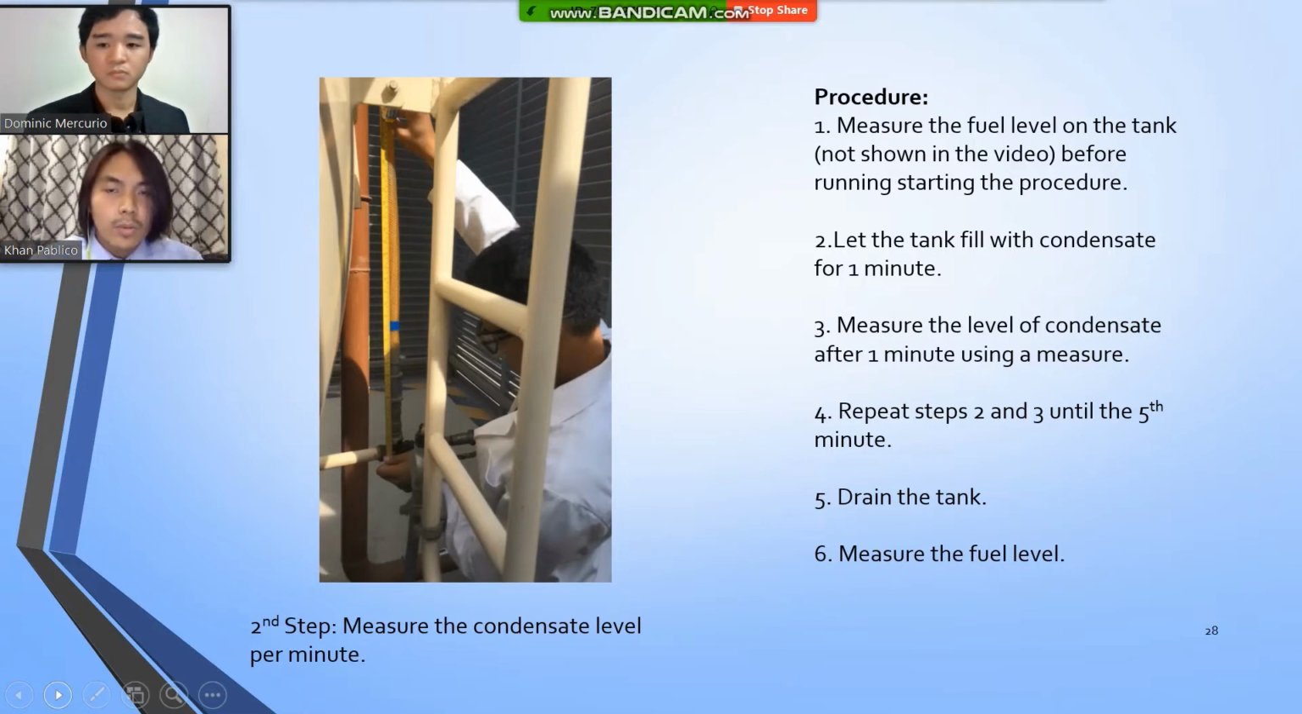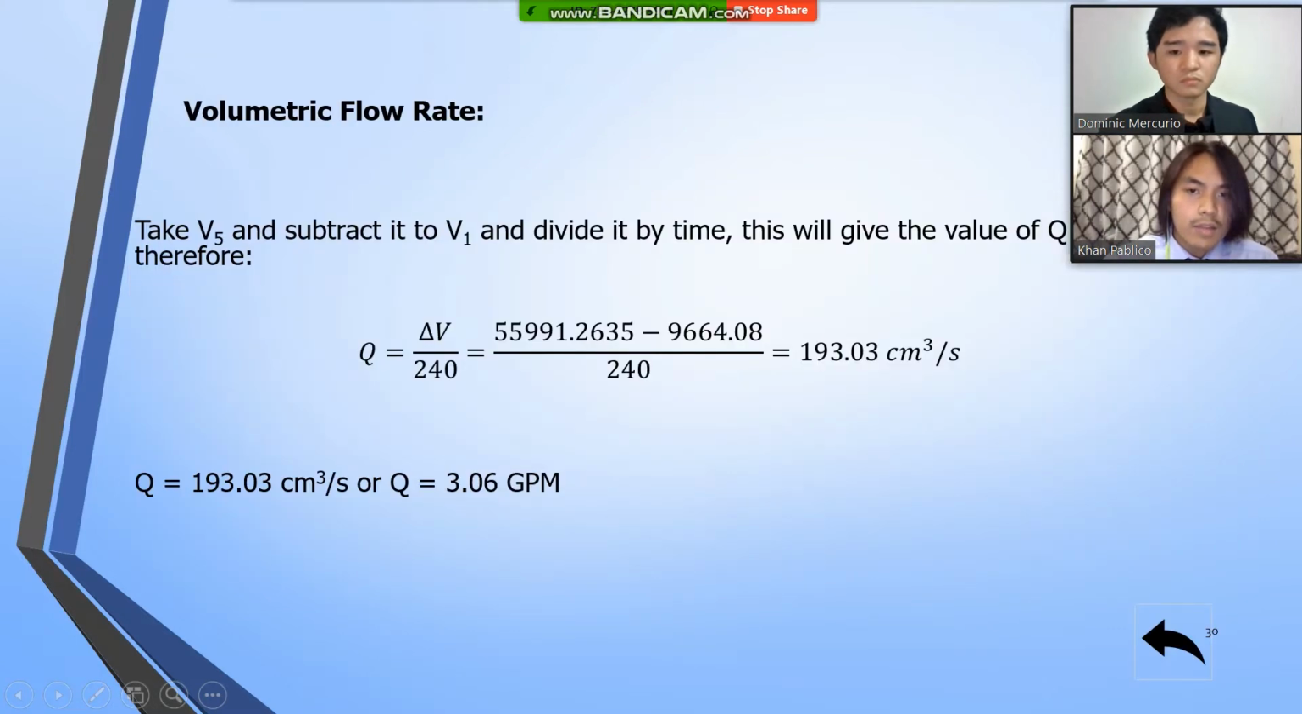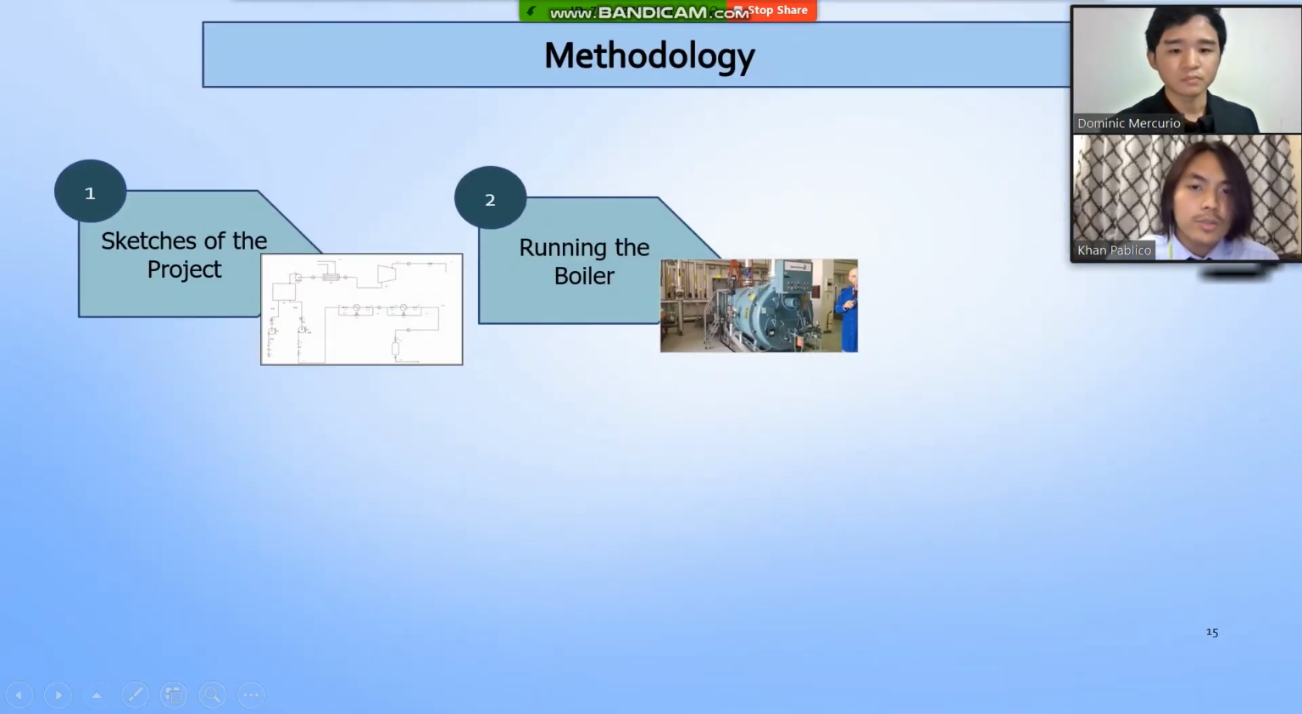After obtaining all the data that was collected from that experiment, we could calculate the volume that was in the tank per minute. And so once the volume is calculated, we could measure the volumetric flow rate of the water entering the tank. And the outcome is 193 centimeters cubed per second, which is also the same as 3.06 gallons per minute. And this calculation will be used in the further specifications.